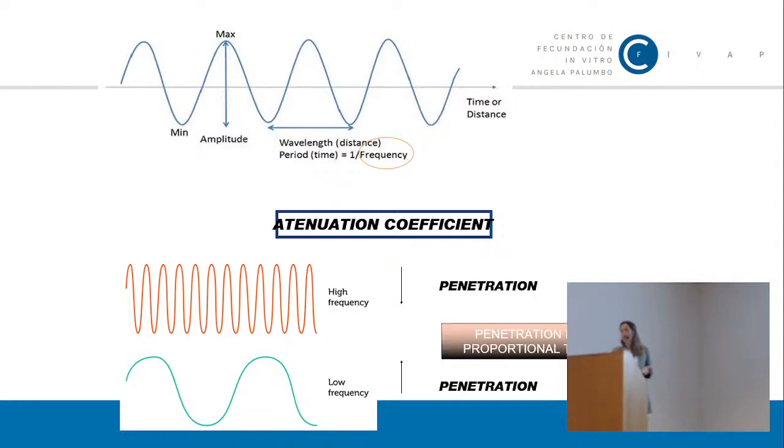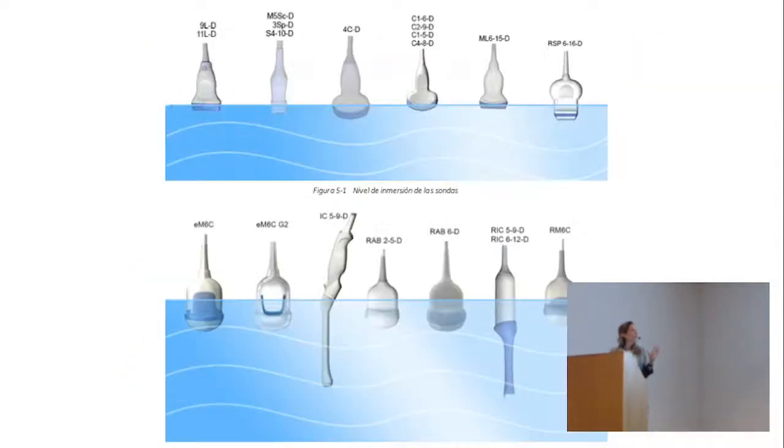There are plenty of probes on the market, and when we are going to choose a probe, we have to think about the penetration we need, and we will choose it according to its frequency. It's normally shown on the probe, for example, 5-29 or 6-12.